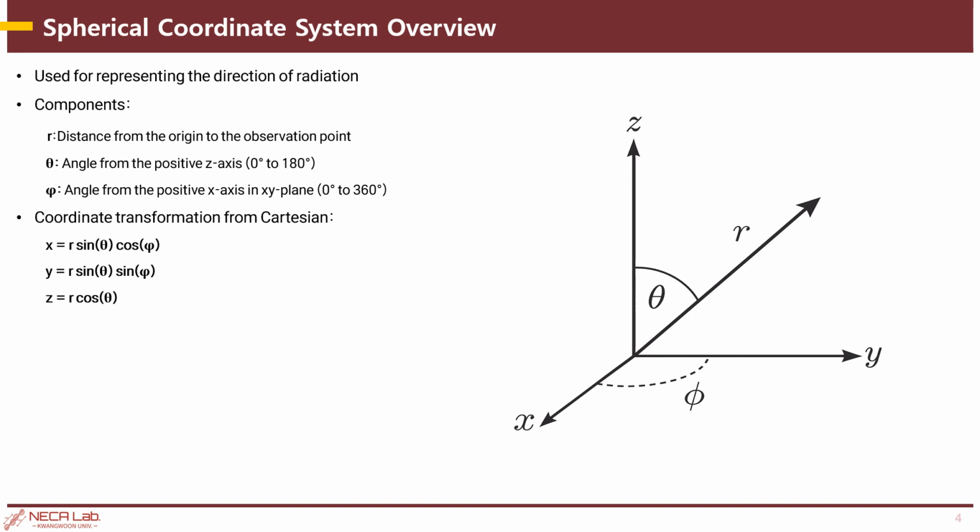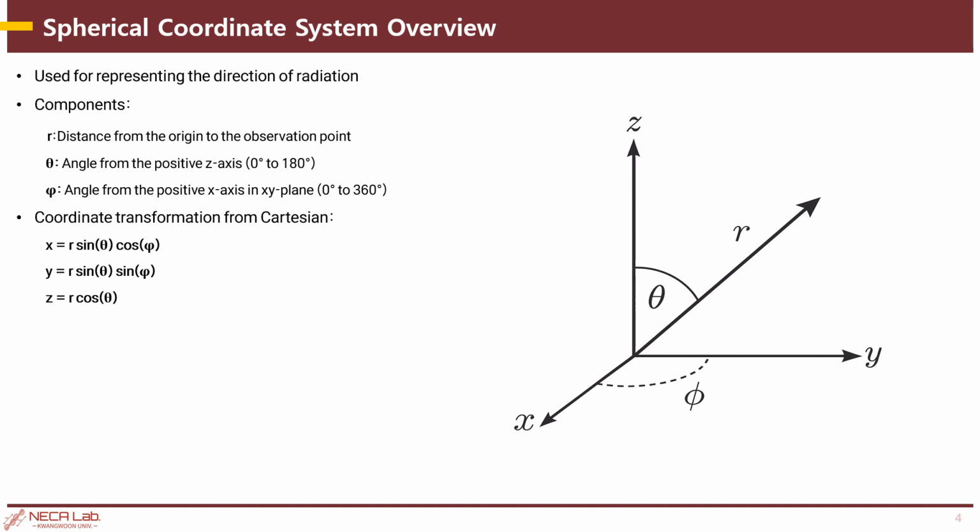When we describe how an antenna radiates in different directions, we usually use the spherical coordinate system. This system helps us represent the direction of radiation using three variables: r, the distance from the origin to a point in space; theta, the angle from the positive z-axis ranging from 0 degrees to 180 degrees; and phi, the angle from the x-axis in the xy plane going from 0 degrees to 360 degrees.